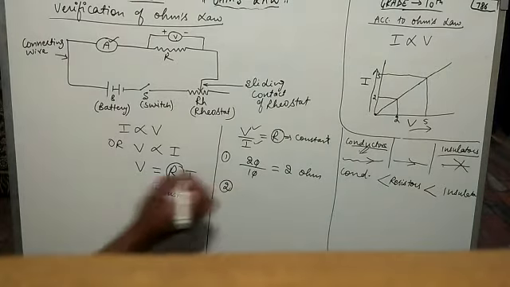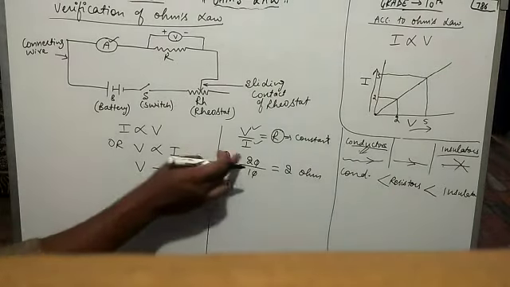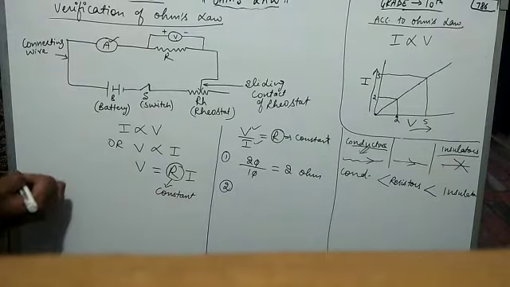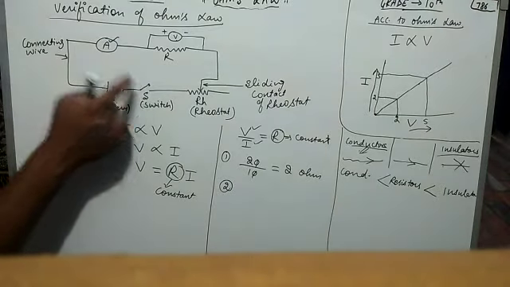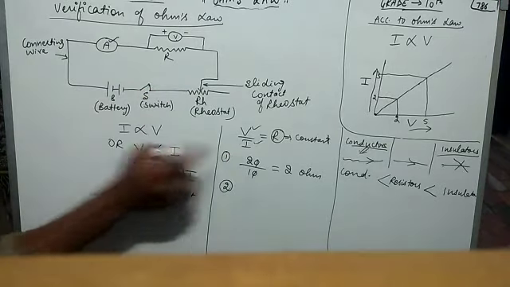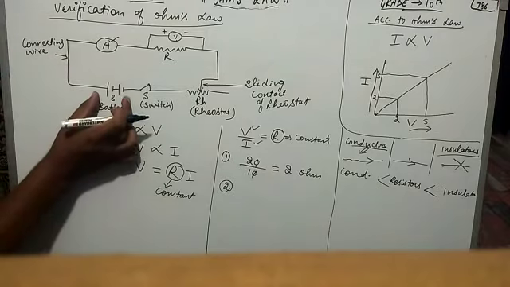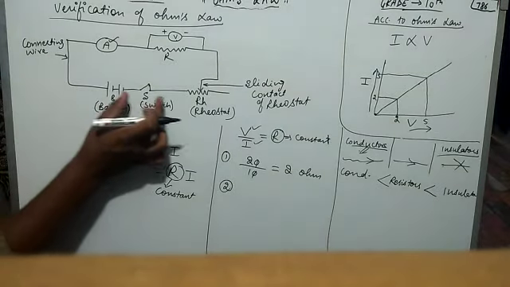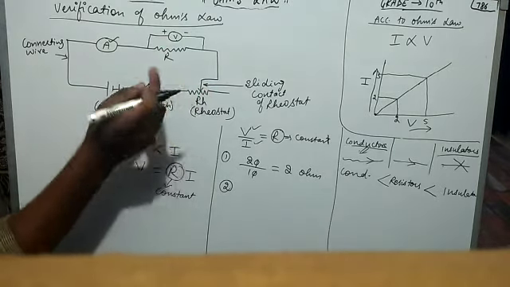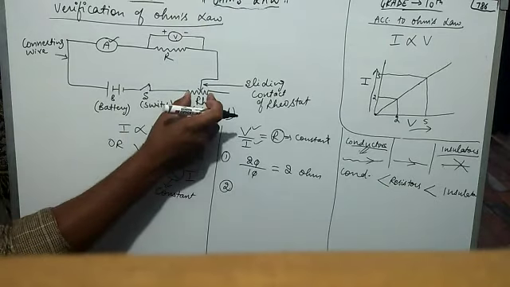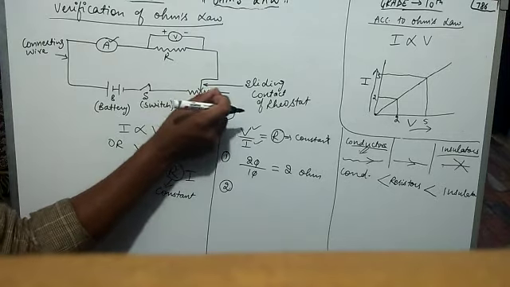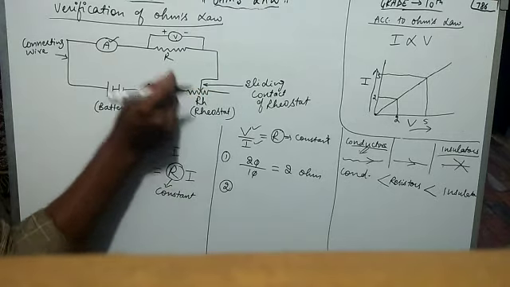Now what I did: this happened when this switch was on. If the switch is off, no current flows. But when the switch was on, I got these readings. This is the battery. This is the switch. This is a resistance, any resistance you can say. There is something new: the rheostat. Now what is a rheostat? A rheostat can increase or decrease the resistance.